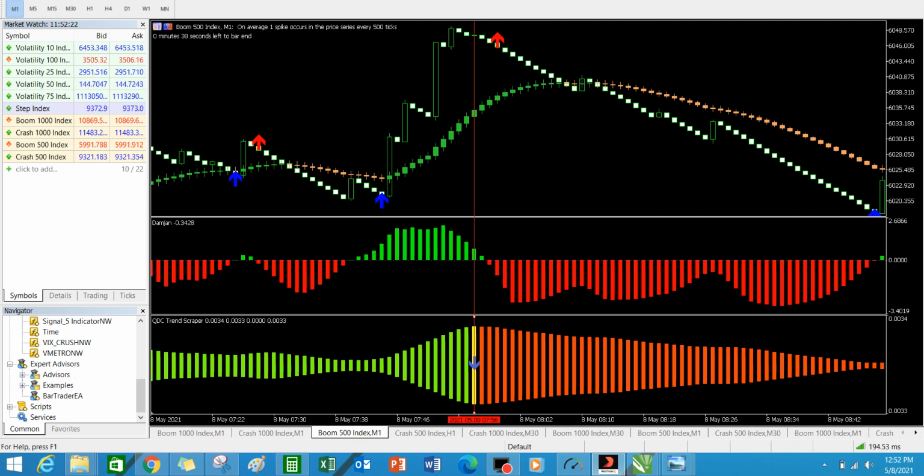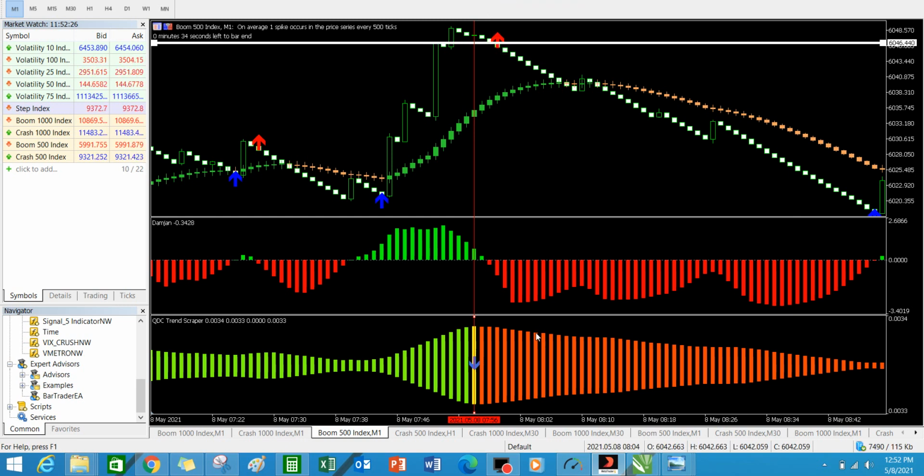Focus on the main chart, wait for your sell signal. So right now we've gotten our sell signal here, and as you can see, the bars of the trend are changing to red. Okay, which means the market is on a downtrend. So far the market is on a downtrend, you are safe to trade.